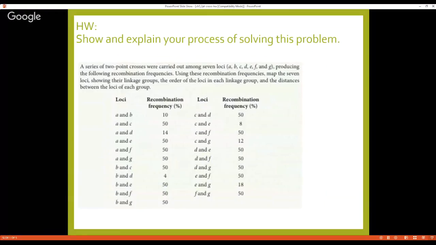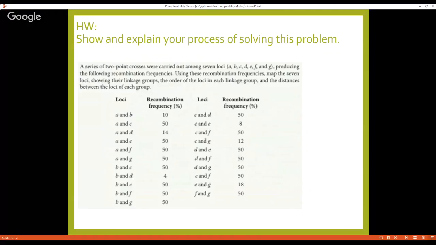The homework assignment for chapter 15 is to work through this problem and show and explain our process for solving it. It says a series of 2-point crosses were carried out among 7 loci, which are A, B, C, D, E, F, and G, producing the following recombination frequencies. Using these recombination frequencies, map the 7 loci, showing their linkage groups, the order of the loci in each linkage group, and the distances between the loci of each group.